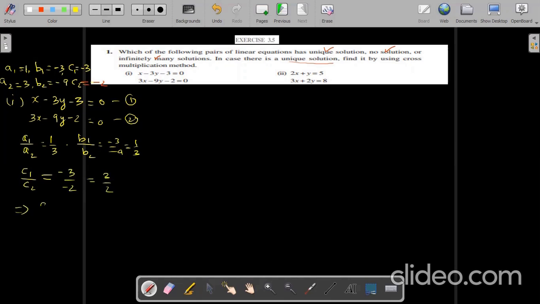So we get a1 upon a2 is equal to b1 upon b2, but not equal to c1 upon c2. This is the condition that the system of equations has no solution. Therefore, it has no solution.